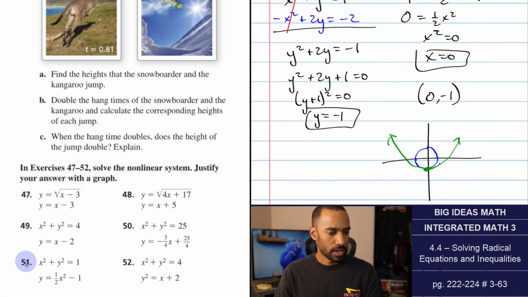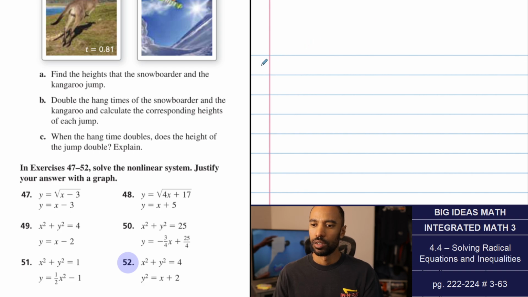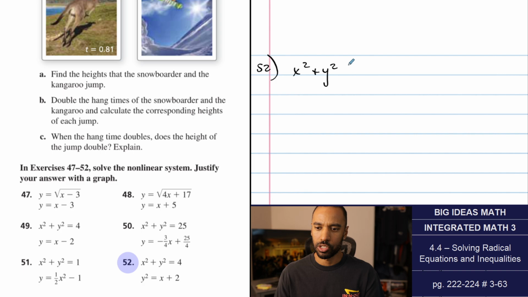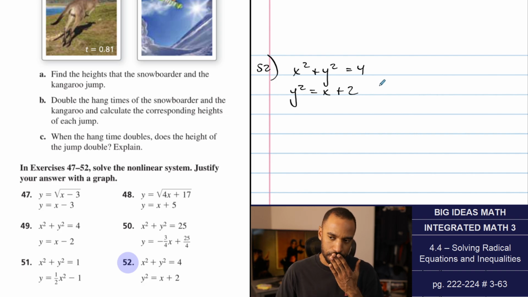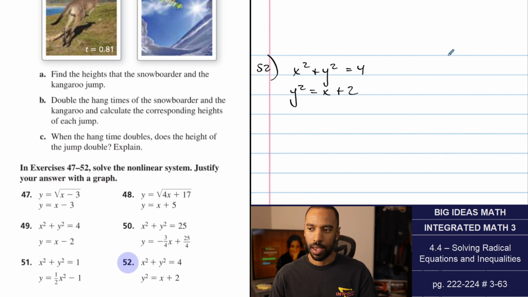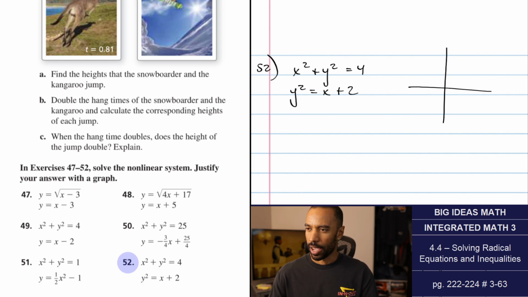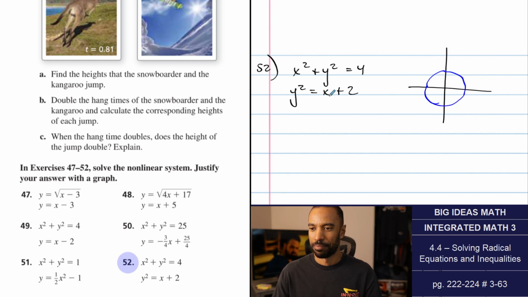The last question in this set is number 52. Okay, we have x squared plus y squared equals 4, and y squared equals x plus 2. Now in this situation, let's see. We have the circle on this one. I'm anticipating answers beforehand. I got a circle with a radius of 2. Like that. And we've done the sideways parabola things before.